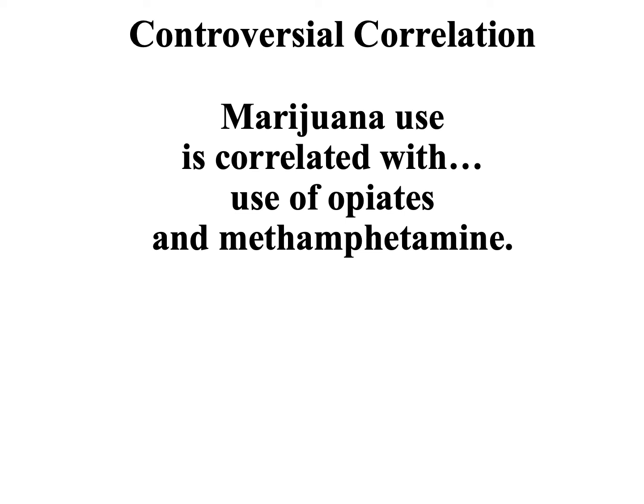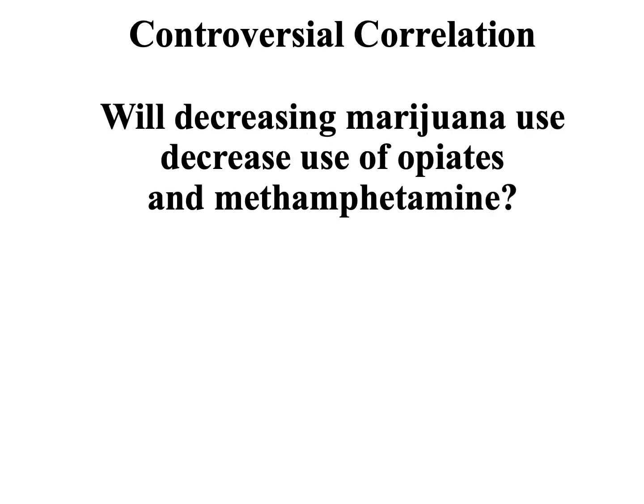Here's how scientists would use the definition of cause to approach this controversial issue. The scientists will ask, will decreasing marijuana use decrease the use of opiates and methylphenidate? For example, if we launched a major war on marijuana use in the US and decreased the use of marijuana by 50%, would that also decrease use of opiates and methylphenidate? If decreasing marijuana use leads to a decrease in the use of these other drugs, we can conclude that smoking marijuana causes the use of these other drugs. If decreasing marijuana use doesn't change the use of these other drugs, we can conclude that the correlation of marijuana use with these other drugs is spurious.